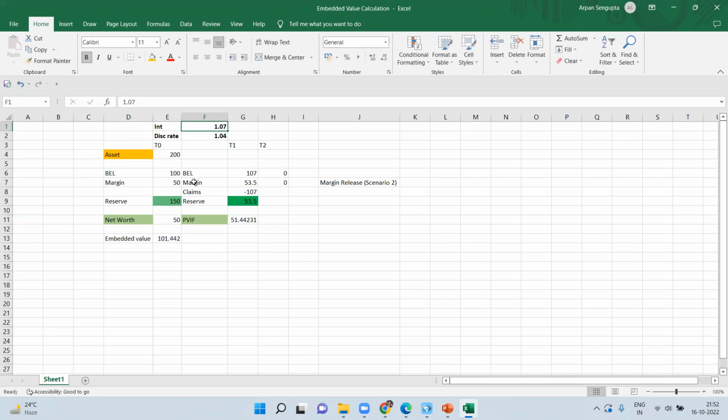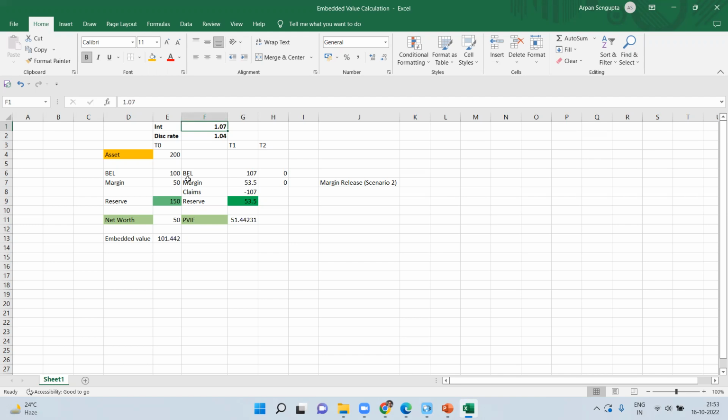In this case, you will see that because it is higher, the PVIF increases. Is that intuitive? Yes. Why is that intuitive? Because your BEL is increasing at a higher rate. That means you are keeping more margin, because your margin is 50% of that higher BEL, and it is getting discounted at a lower rate. So you are keeping some reserve aside that is increasing at a higher rate, but you are discounting it at a lower rate.